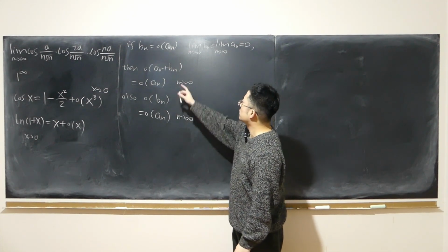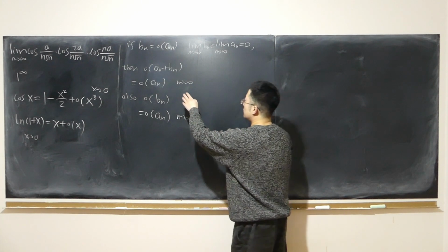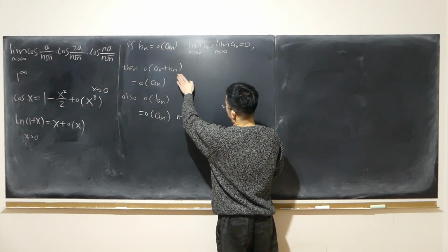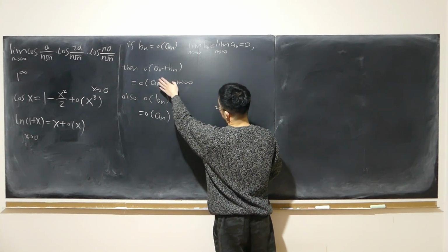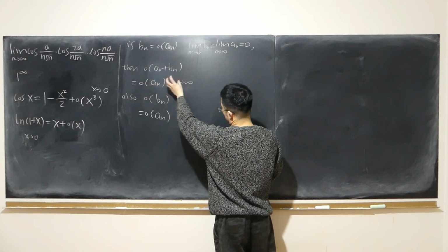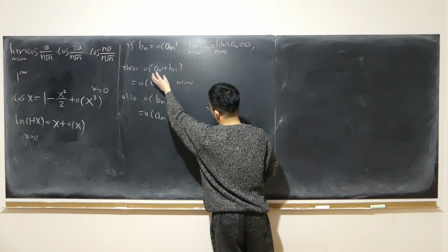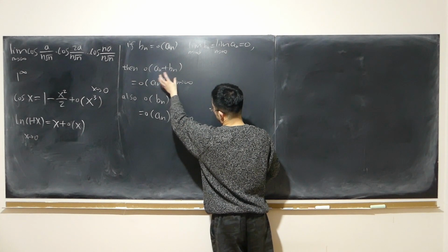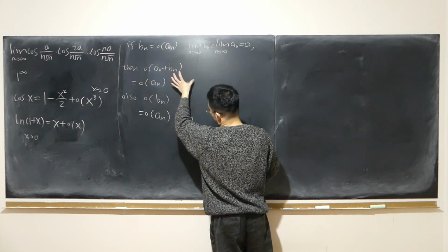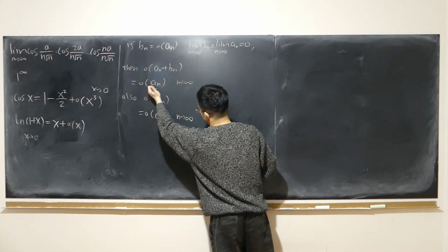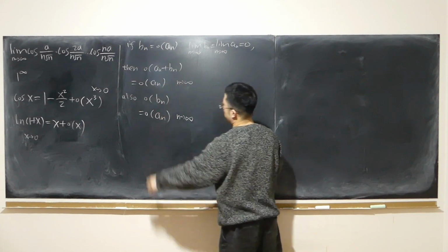And the intuition for this is that even though Bn is faster than An, it doesn't matter, because the slower guy will hold this quicker guy back. It's holding him back, so it doesn't matter. Still slow, still little o of the slower guy. So that's the intuition.